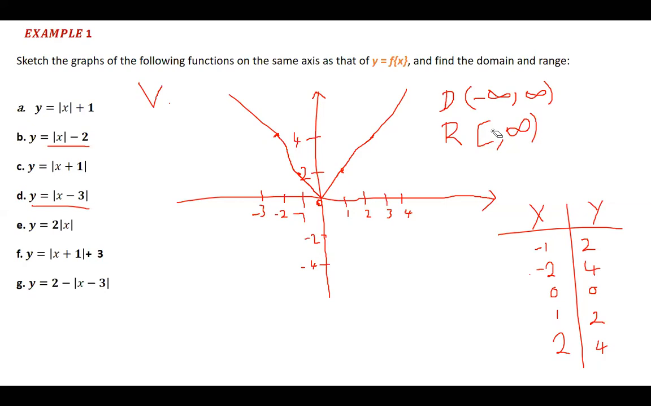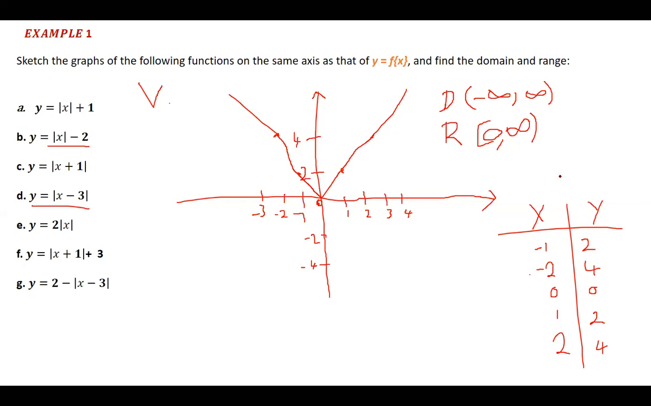Sorry, the range will begin from 0 and just remain like that, because when you replace the 0 where there's x, you still get the 0. 0 times 2 gives 0. So these will still remain like that.